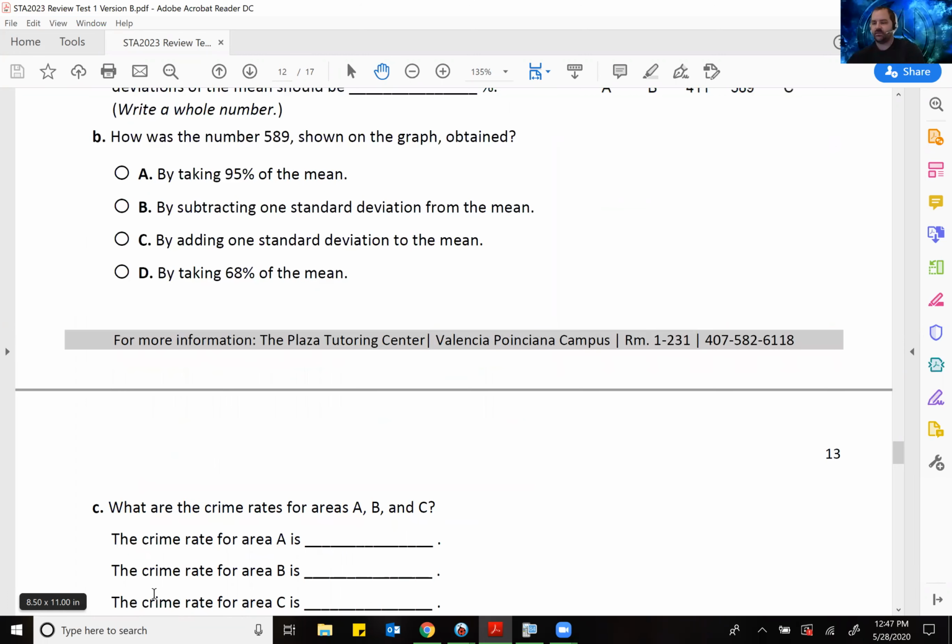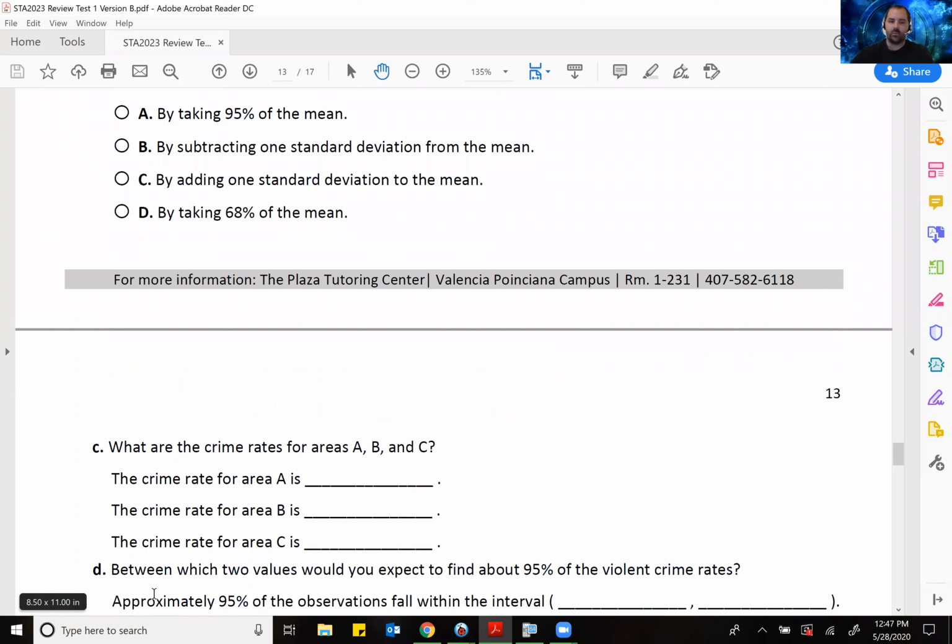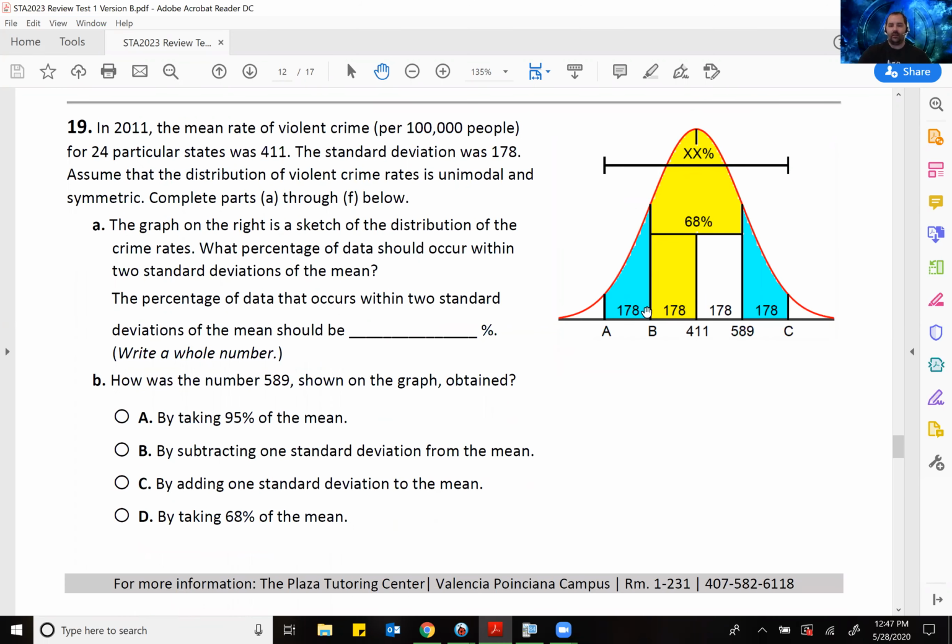Oh, there's more questions. Sorry, it's not just A and B. So it says, what are the crime rates for areas A, B, and C? Okay. So how do I get the B crime rate? What are we going to do? Subtract 178. Yeah. Take 411 and subtract 178. So go to your handy dandy calculator and take 411 minus 178.